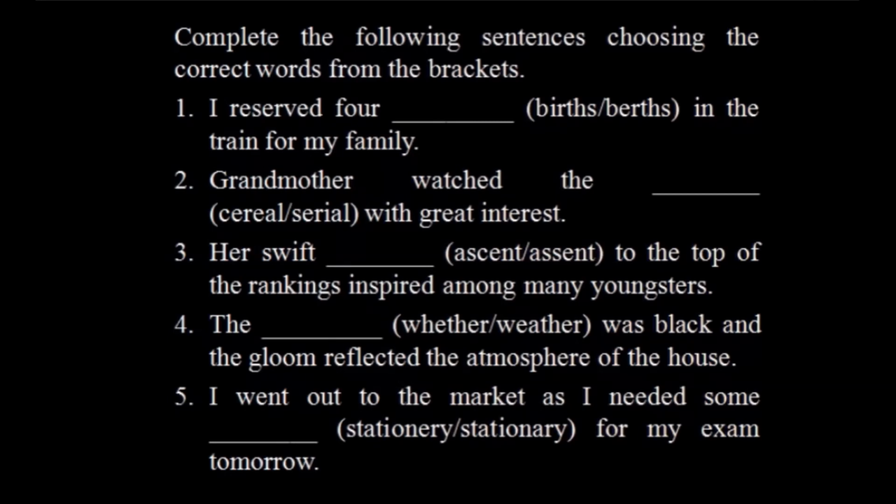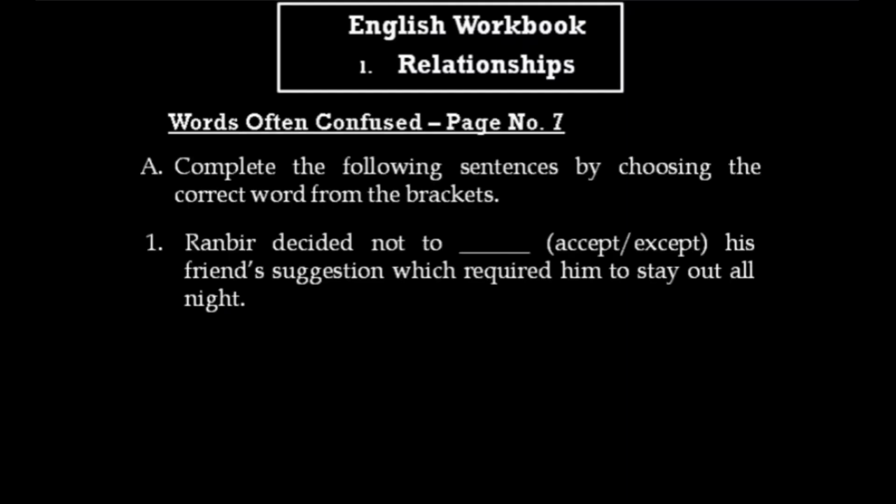Let us move on to our next exercise, that is from the English workbook, from the chapter Relationships, and this is our first exercise in our workbook, page number 7. As usual, what we have to do is find the meanings of the homophones given in the brackets. In this case: Ranbir decided not to accept his friend's suggestion which required him to stay out all night. That means Ranbir decided not to accept, say yes to.